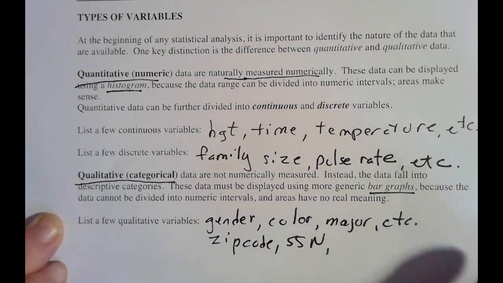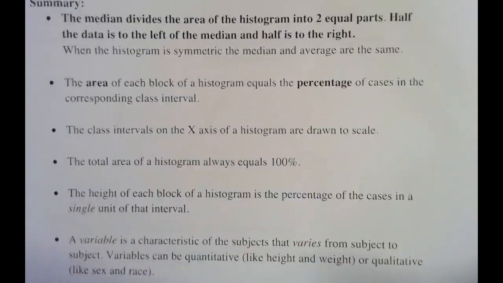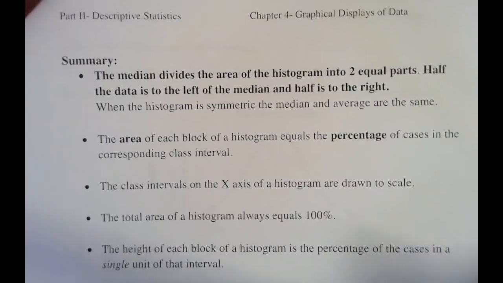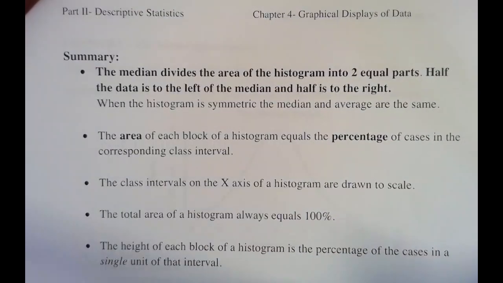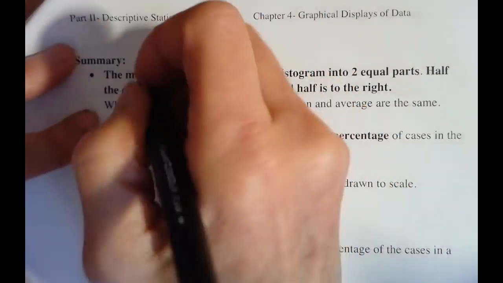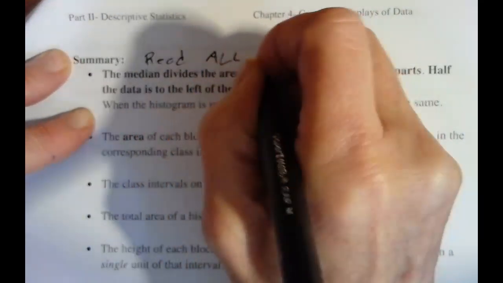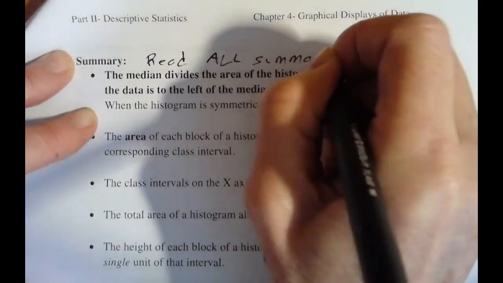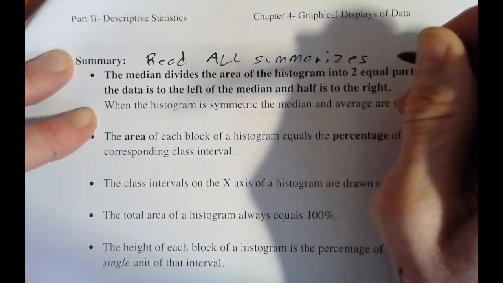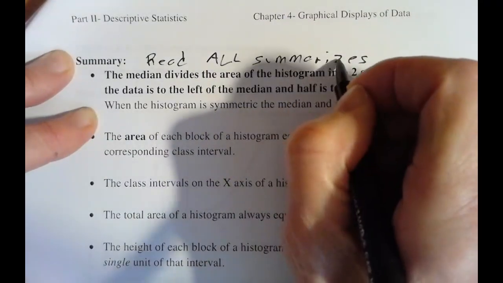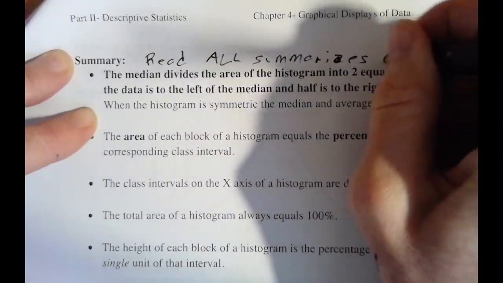So let's move on. And now we're going to start chapter 5. But before we do, I just want to say a word about these summaries. At the end of each chapter, there's a summary. So on this chapter 4, here's the summary. And rather than going over each point with you, I want you to just read these carefully. So read all summaries carefully, because they sum up everything in the chapter.